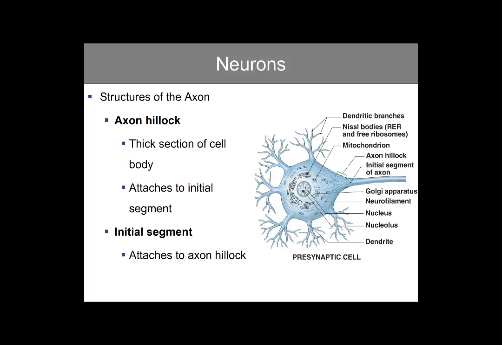The first segment of the axon is referred to as the axon hillock, and we see that right here in this figure. It's a very thick section of the cell body, and it attaches to the initial segment of the axon.